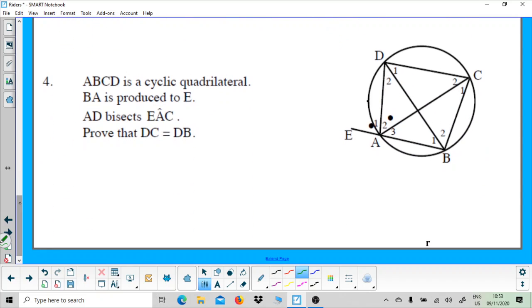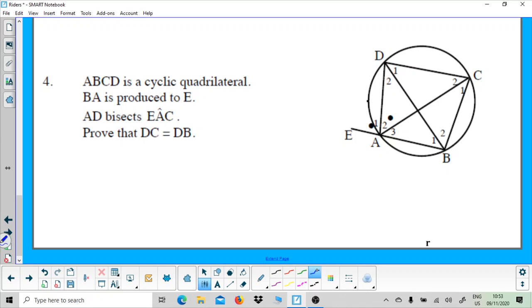So let's quickly figure out what we have here on this question as well. So we have a cyclic quadrilateral. A cyclic quad is an interesting thing because we know if it's a cyclic quadrilateral, opposite angles are supplementary, as well as exterior angles being equal to opposite interior angles. That is what we know about a cyclic quadrilateral. So we have one here.